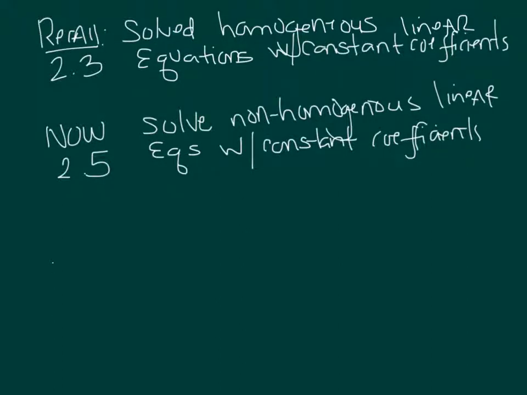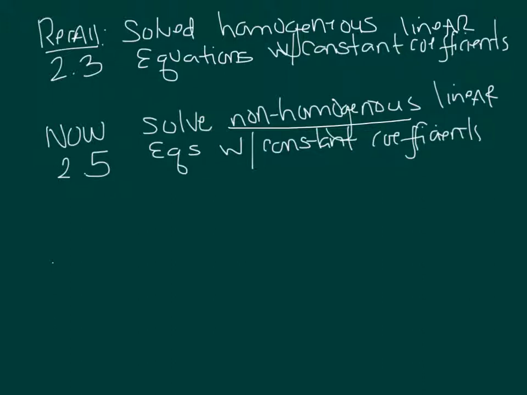Okay, so we're moving on to section 2.5. Let's recall what we have been doing in 2.3. We've solved homogeneous linear equations with constant coefficients. Now in section 2.5, we're going to solve non-homogeneous linear equations with constant coefficients. The only difference is these equations are going to be non-homogeneous.